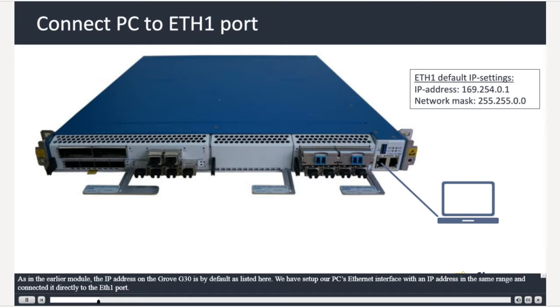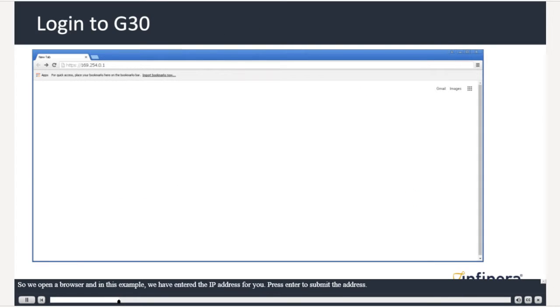As in the earlier module, the IP address of Groove G30 is by default as listed here. We have set up our PC's Ethernet interface with an IP address in the same range and connect it directly to the ETH1 port. So we open a browser, and in this example, we have entered the IP address for you. Press Enter to submit the address.